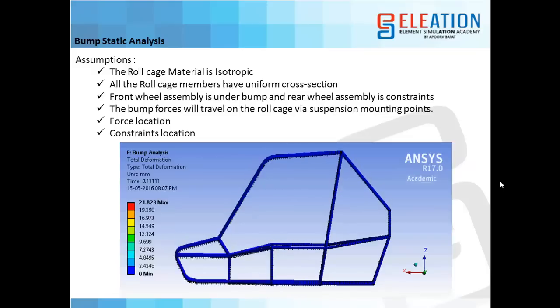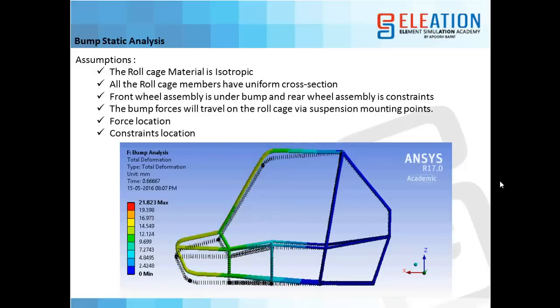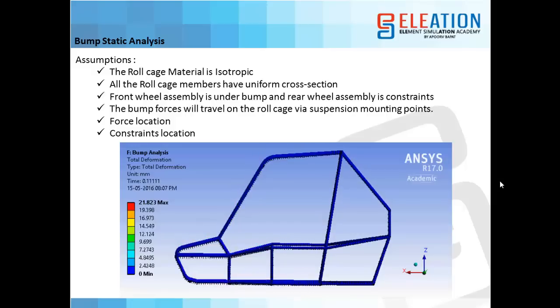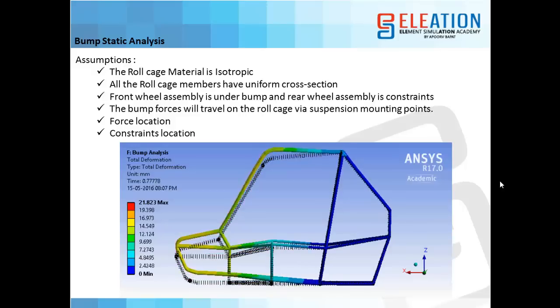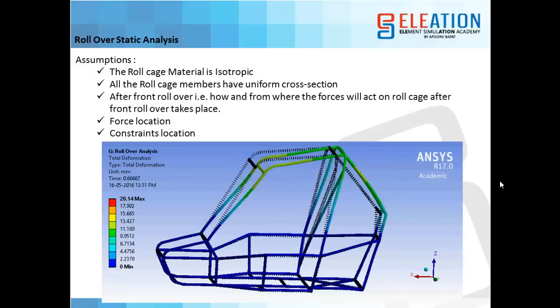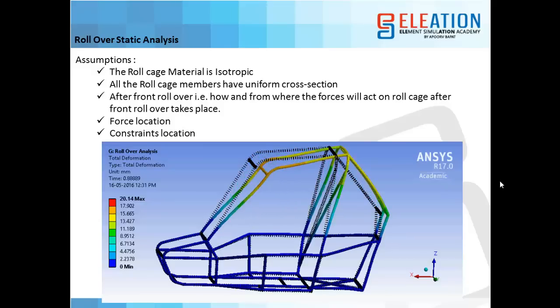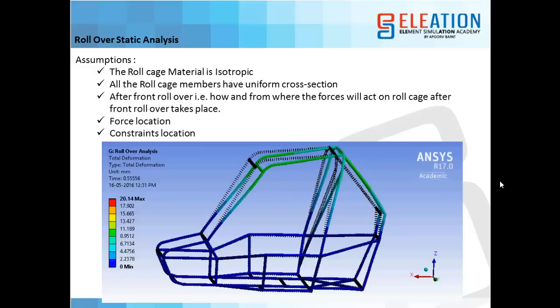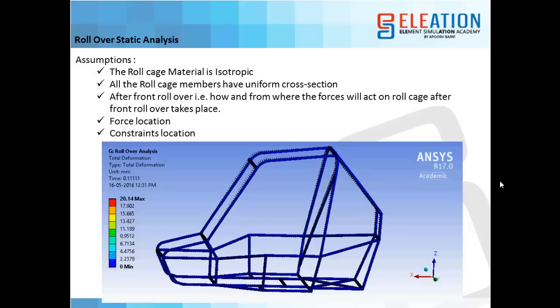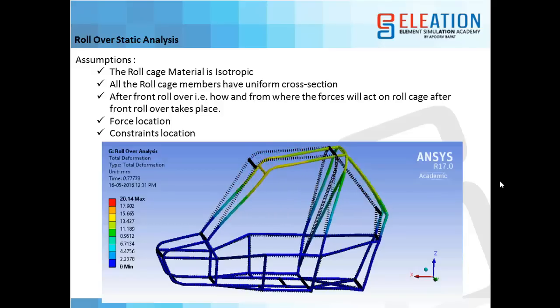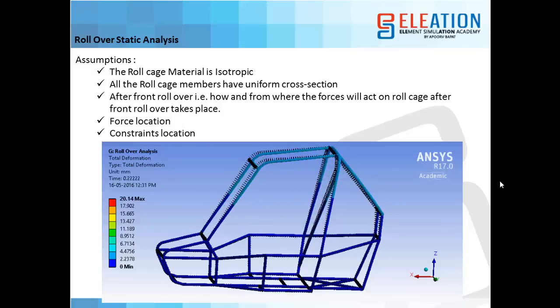Then bump analysis. I have considered the front bump analysis. In a similar fashion you can do a rear bump analysis where all the wheels are facing the bump. Then rollover analysis, this is the condition I am considering when the front rollover happened, and then because of the forces, what are the deformations and stresses generated on the roll cage.